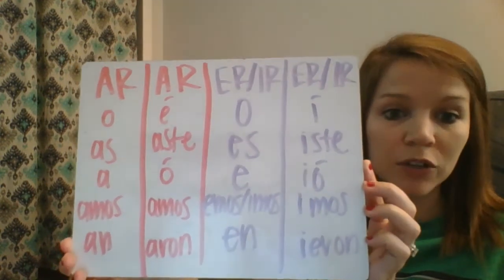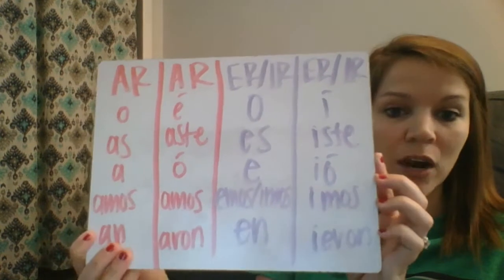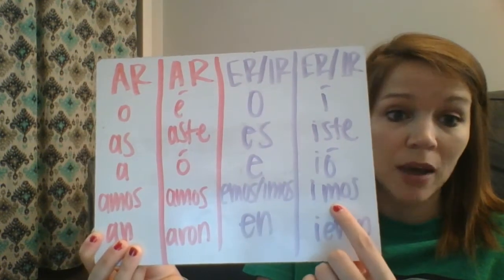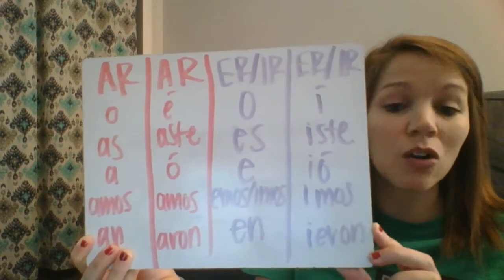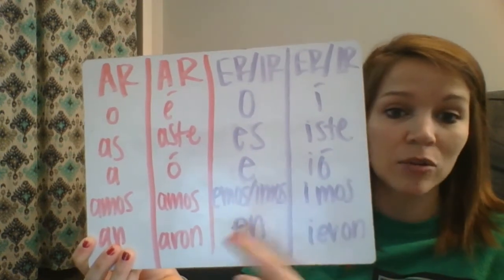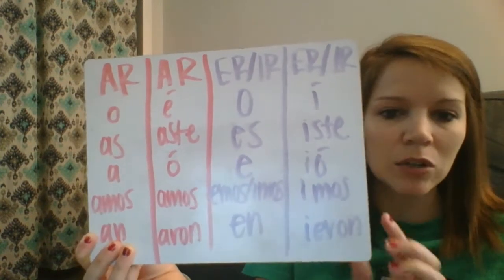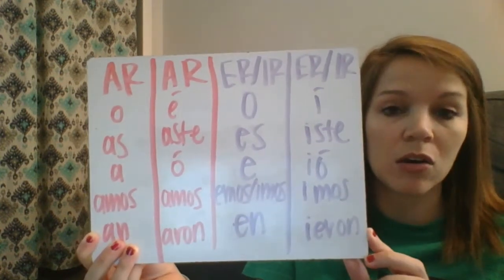For an ER verb, they are not the same, right? Because we're going to use emos in the present versus imos in the past. But an IR verb is the same, like imos and imos, because it's imos and imos. So yes, that does seem a little weird to put the same answer twice, but they are the same.